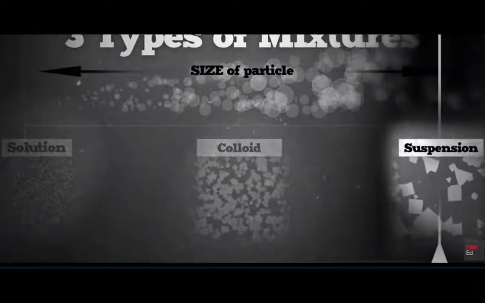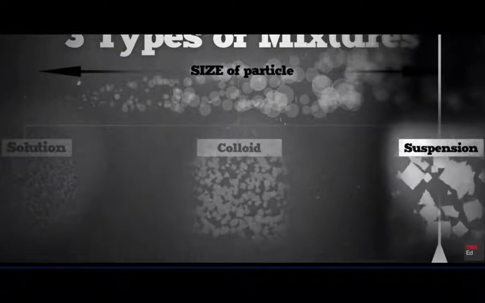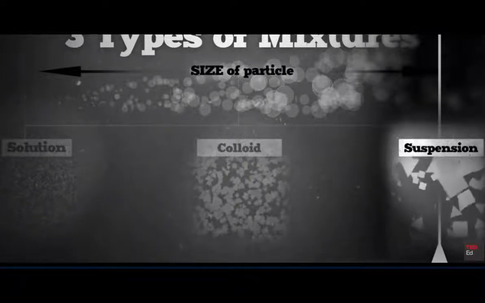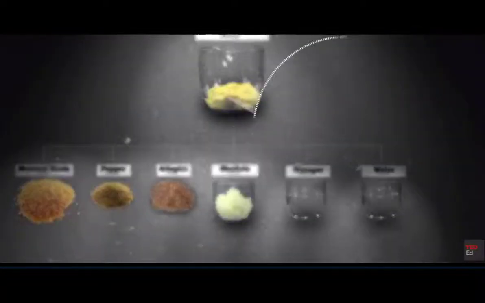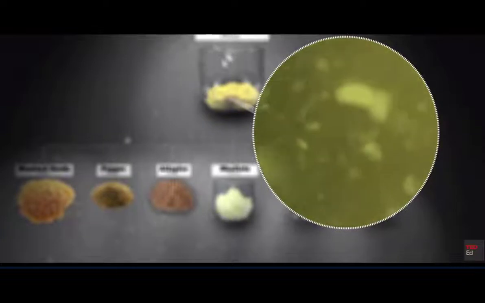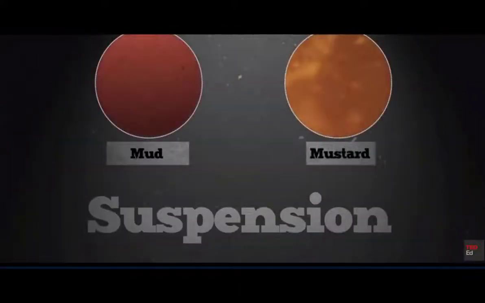On one end of the scale is a suspension, like our muddy water example. You get this if you take big chunks of something and mix it with something else, so those chunks are just floating around. Take runny mustard, for example. You'll see a bunch of little particles like mustard seeds, pepper, allspice, and minced shallots all floating around in a liquid, in this case, vinegar and water. This is called a suspension because you've got particles of one thing suspended in another.